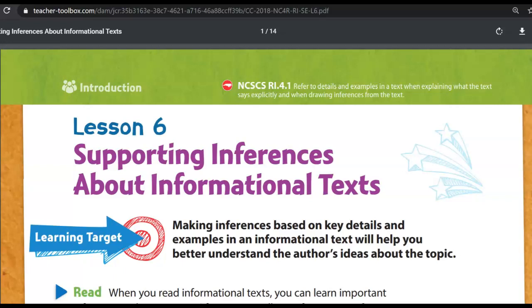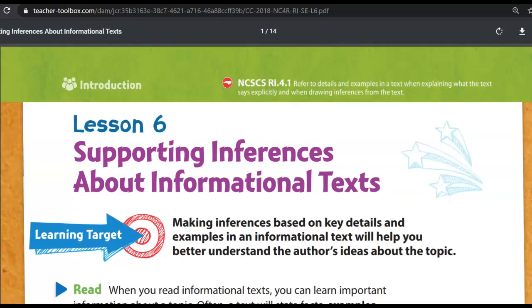Welcome back from your break, everybody. It is time for our English language arts lesson. And this week we are focusing on supporting inferences with details from informational texts.